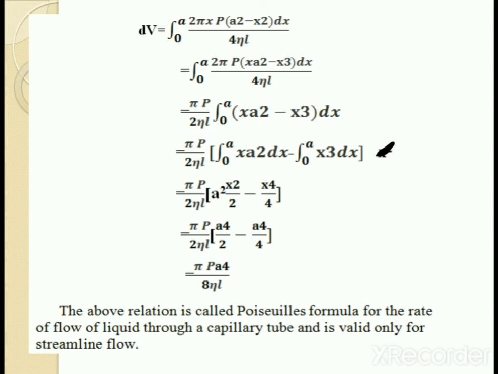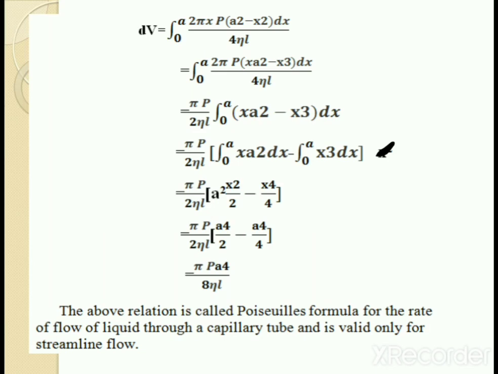Now the equation becomes πP a⁴ upon 8ηl. So this equation, πP a⁴ upon 8ηl, is the volume of the liquid flowing out. So the volume V is equal to πP a⁴ upon 8ηl. The above relation is called Poiseuille's formula for the rate of flow of liquid through a capillary tube and is valid only for streamline flow. See, in the assumptions we have taken the flow to be streamline and steady. So this formula is valid only when the flow is streamlined and steady.